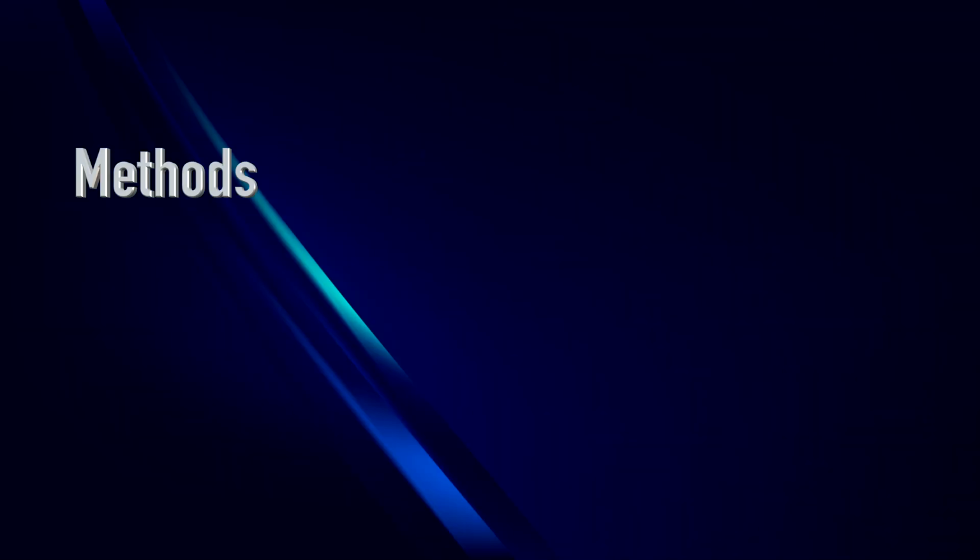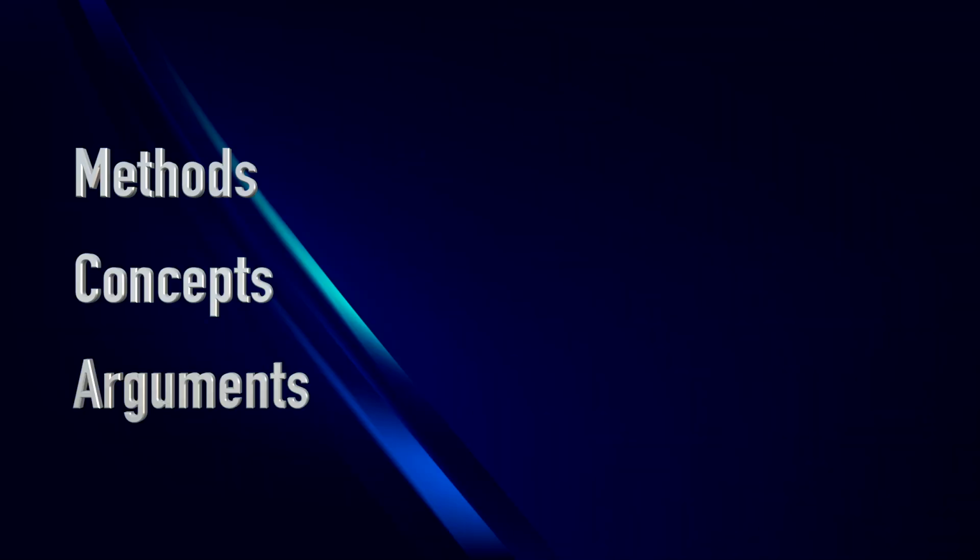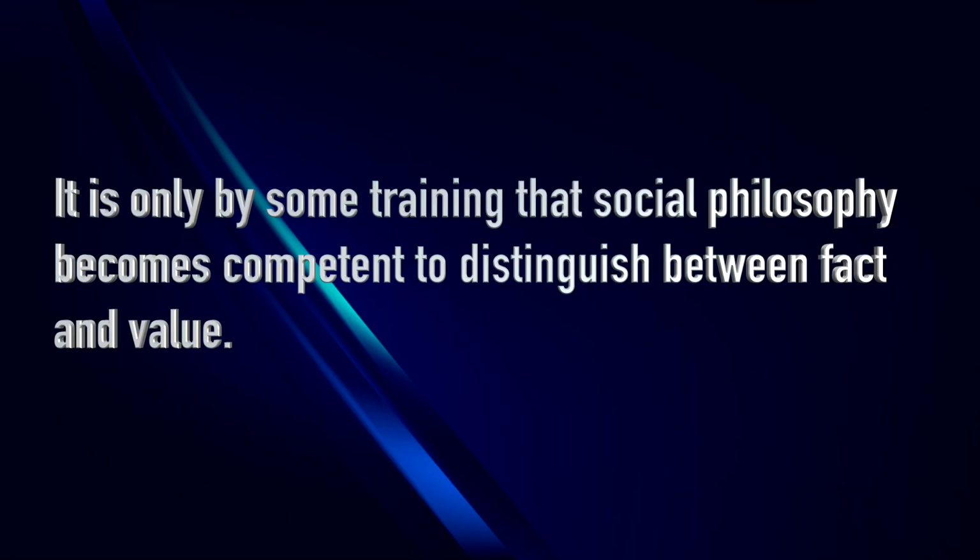First, there is a philosophy of sociology in the same sense as a philosophy of science, that is, an examination of the methods, concepts and arguments used in sociology. Secondly, there is a close relationship between sociology and moral and social philosophy. The subject matter of sociology is human social behavior as guided by values. Moral and social philosophy studies values, and sociologists study values and human valuations as facts. On occasion, the sociologist is made to distinguish between fact and value. It is only by some training that the social philosopher comes to distinguish between fact and value.